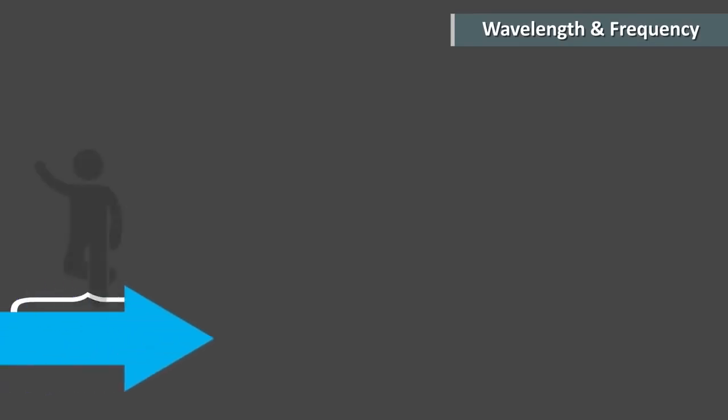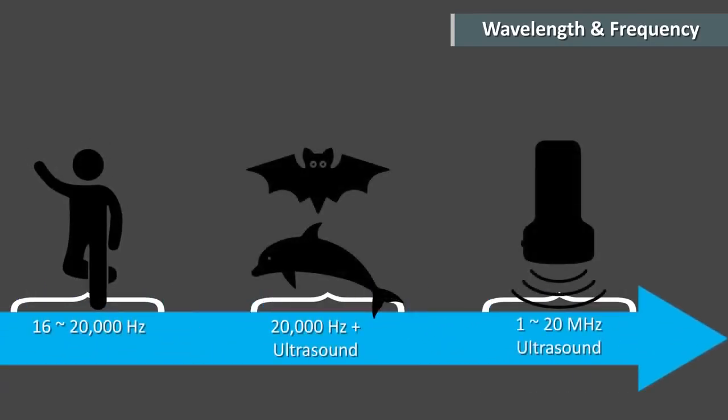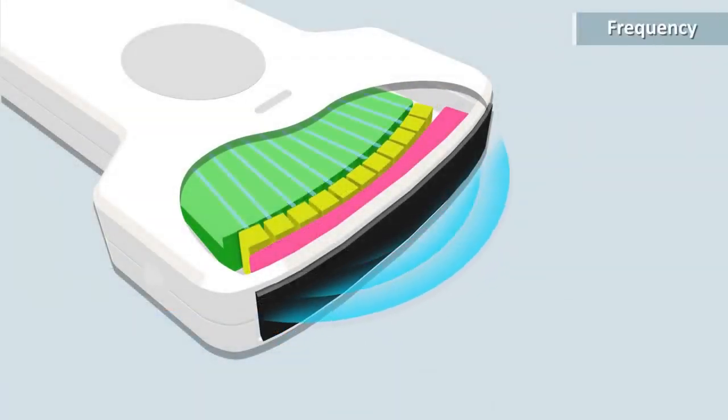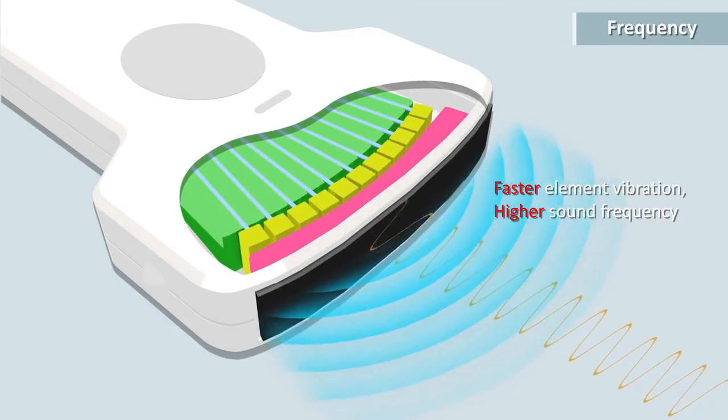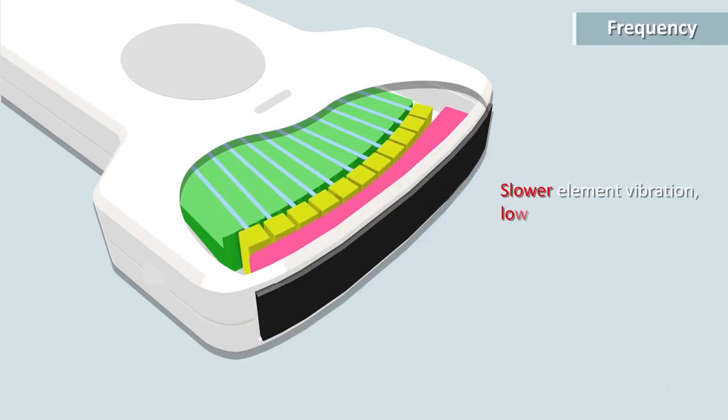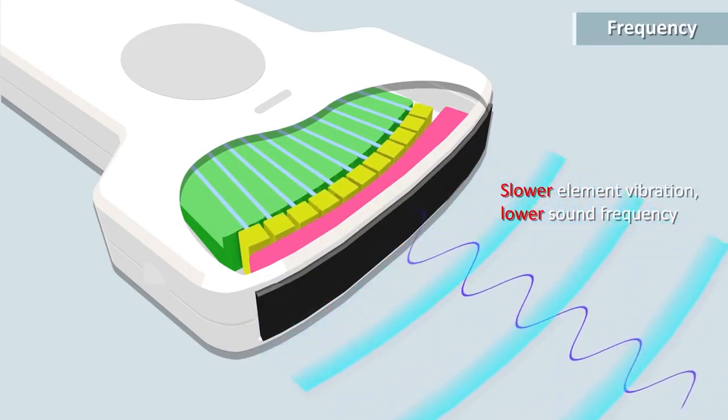Audible ranges of wavelengths heard by humans are between 16 and 20,000 hertz. Ranges higher than 20 kilohertz are not heard by humans and are considered ultrasound. In the case of typical ultrasound imaging, the frequency range is between 1 and 20 megahertz. Smaller piezoelectric elements vibrating relatively faster generate higher frequencies. Larger piezoelectric elements vibrating relatively slower will create lower frequencies.